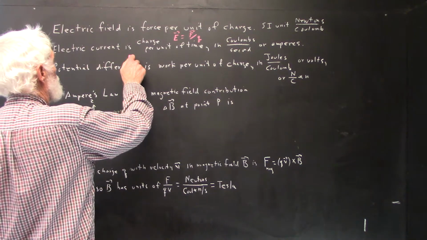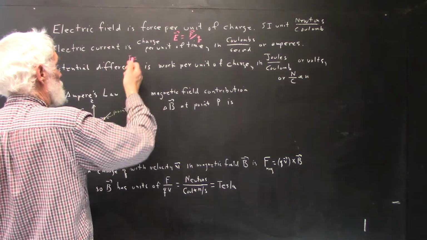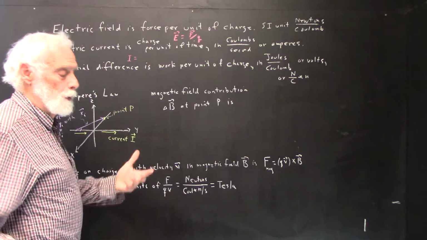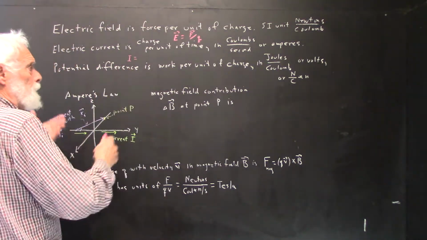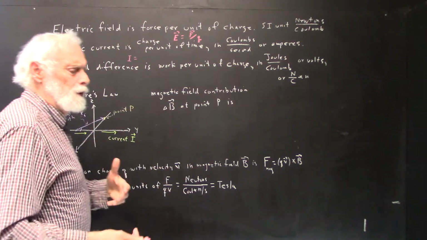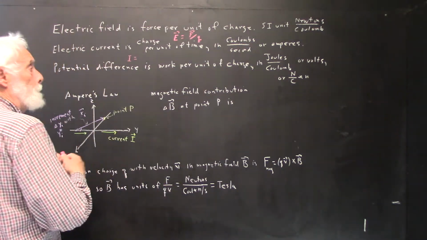Okay, electric current is charge per unit of time, amperes. We use I for current. A lot of times lowercase i, especially if you're not using i for the square root of -1. And sometimes we use J, and often a lowercase j. Easy to confuse with unit vectors. I'm going to stick with capital I.